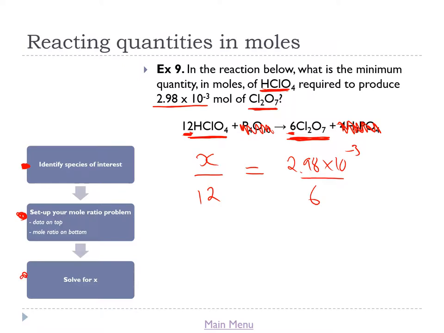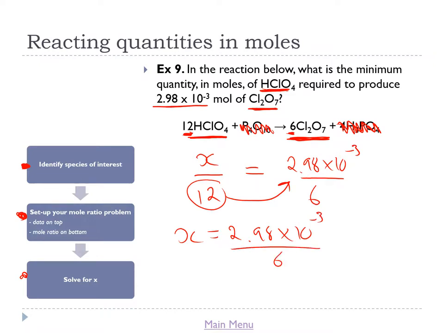So x over 12 equals 2.98 times 10 to the minus 3 over 6. So we can rearrange that by bringing x up to here. So we can say now that x equals 2.98 times 10 to the minus 3 over 6 times 12. And if we solve that, we're going to come to 5.96 times 10 to the minus 3 moles.